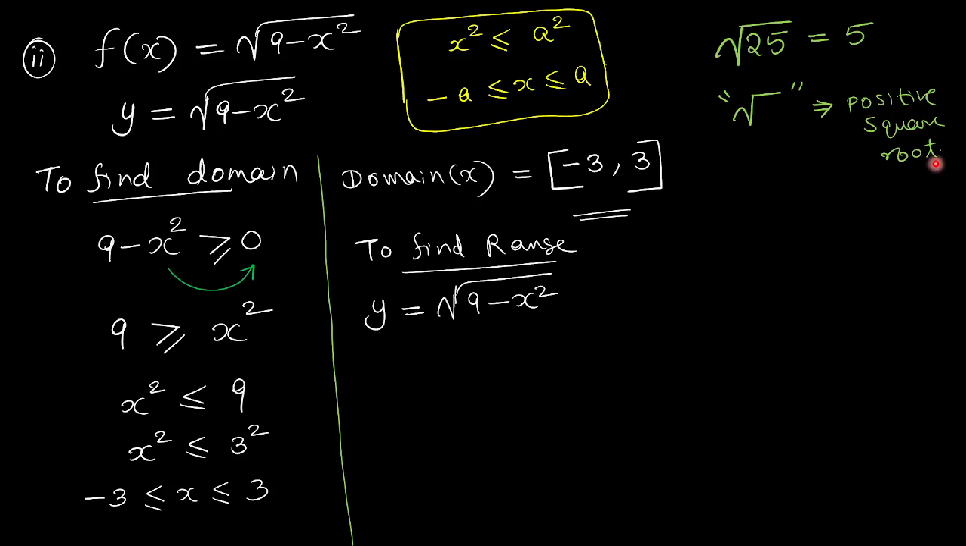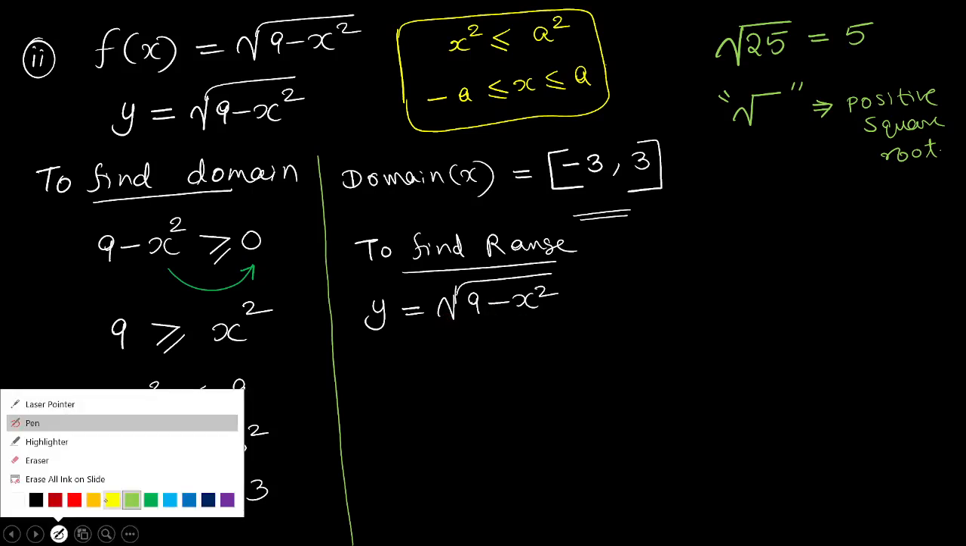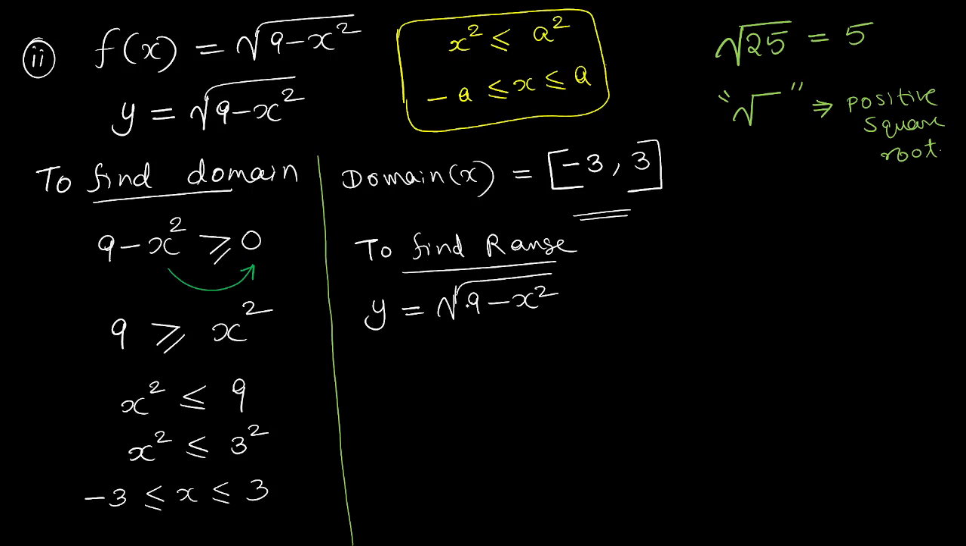Yes, sir. Okay, so what is y then? Tell me, what is y? Y equal to positive square root of 9 minus x square. This one is read as positive square root of 9 minus x square. That indicates that y is a positive number. Understood? Y equal to positive square root of 9 minus x square. Hence, y is some positive number.